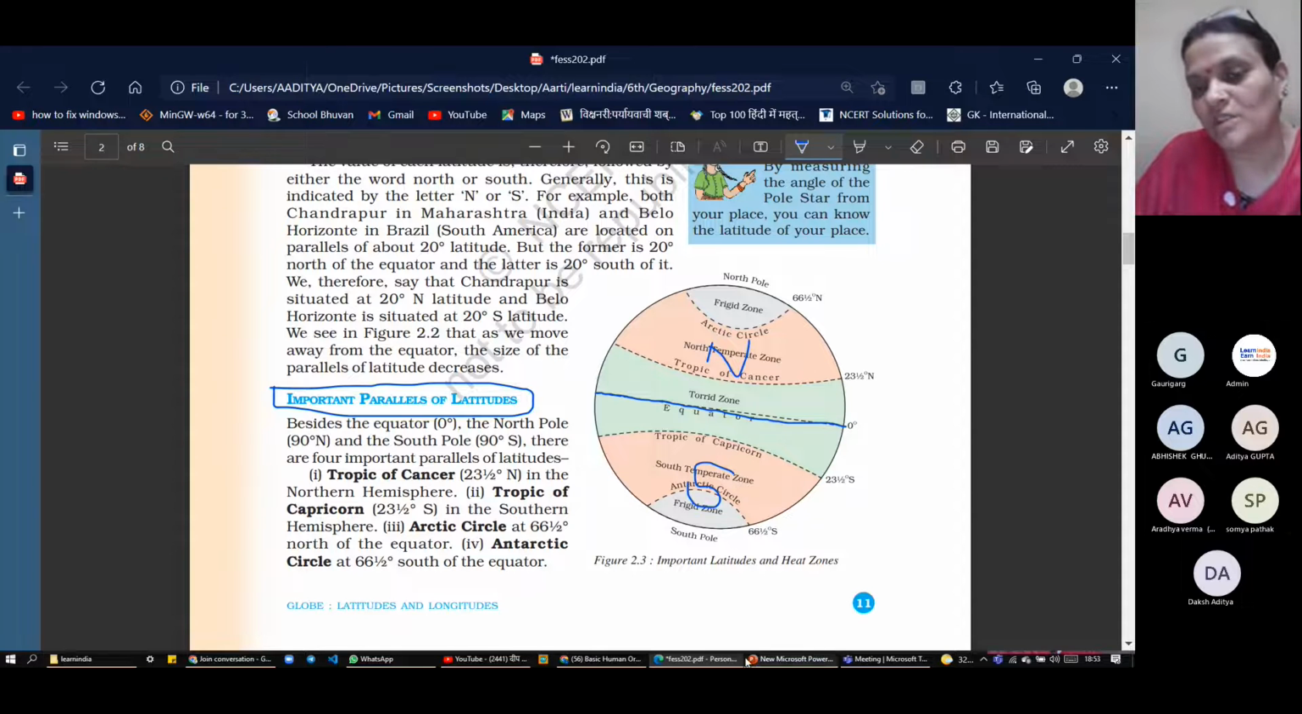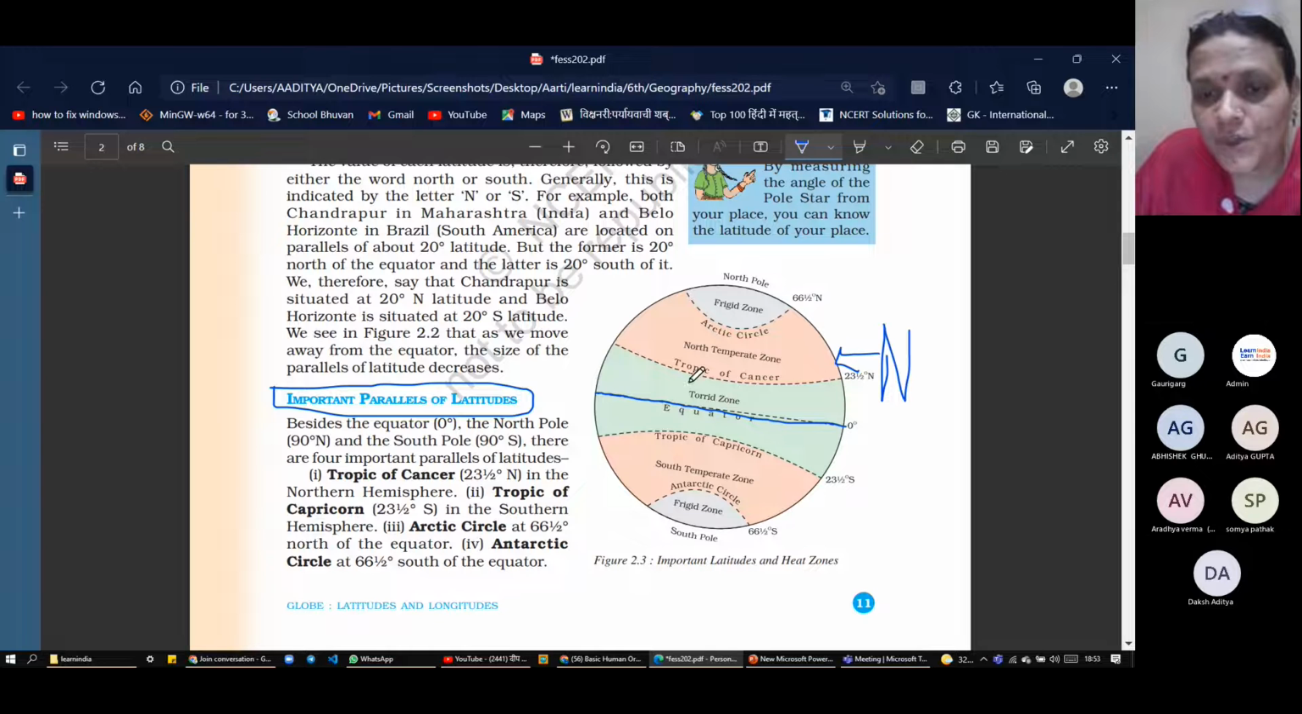The southern hemisphere. Next, above, if we talk about the northern hemisphere, this complete part is the northern hemisphere. So the next parallel of latitude is the Tropic of Cancer at 23.5 degrees north. N means north. Why is this north given? Because it is in the northern hemisphere.